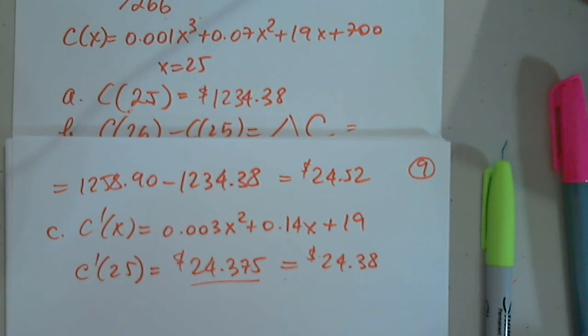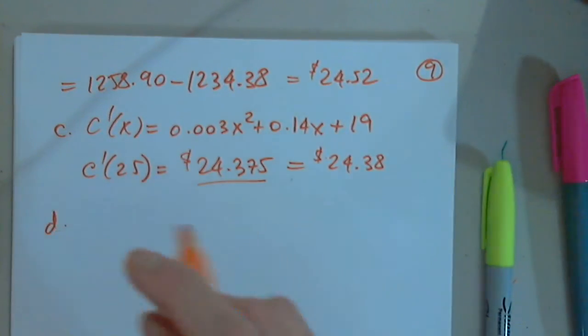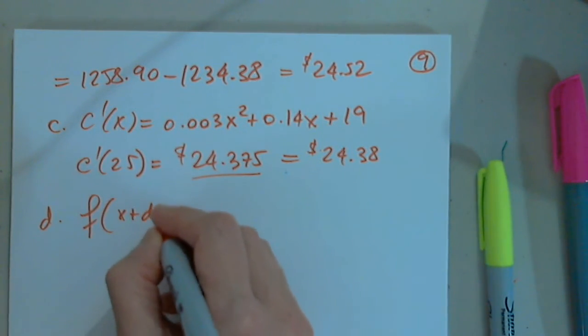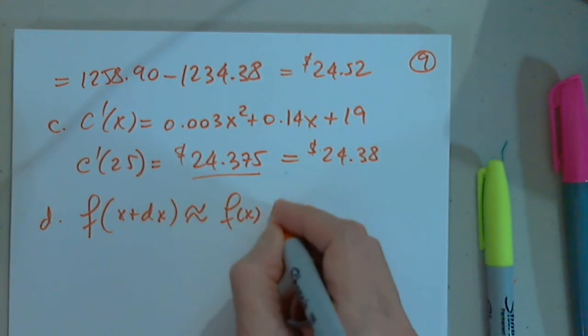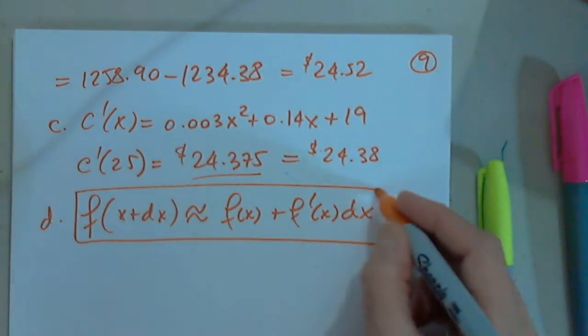Now let's see what they want in part D. Use marginal cost to estimate the difference in cost between producing 25 and 27 day packs. So between 25 and 27. In order to determine that, remember what we had in the past: f of x plus dx is approximately f of x plus f prime of x dx. This is a super important relationship.